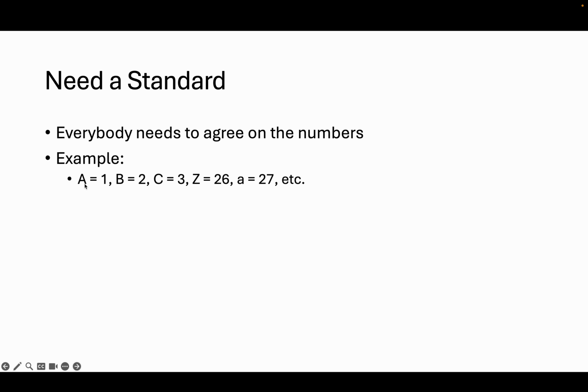One possibility is we could use the number 1 to represent the letter A, number 2 to represent the letter B, number 3 to represent the letter C, number 26 to represent the letter Z. But of course, we need to know if they're uppercase or lowercase. So I continued on and said, well, let's use number 27 for the lowercase a, and I'd probably use number 28 for the lowercase b. Some people tried to come up with these concepts a long time ago and said, okay, we need to come up with a standard.